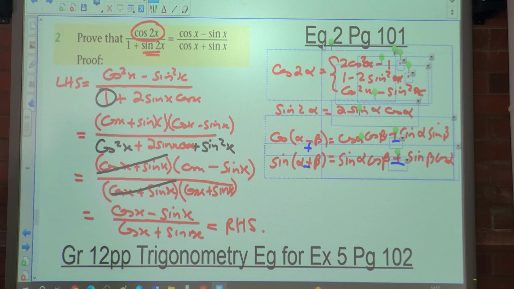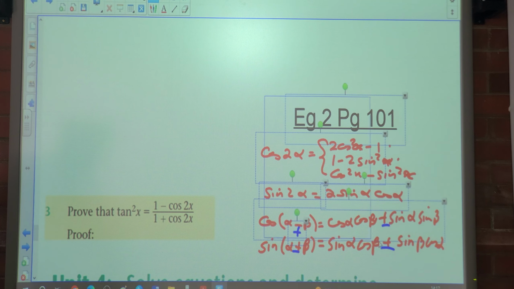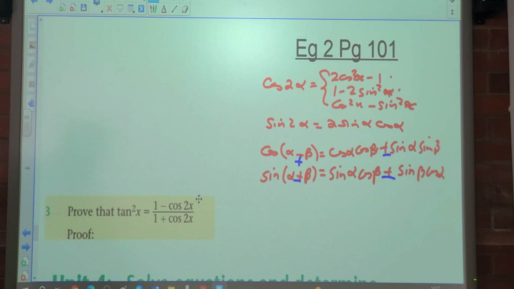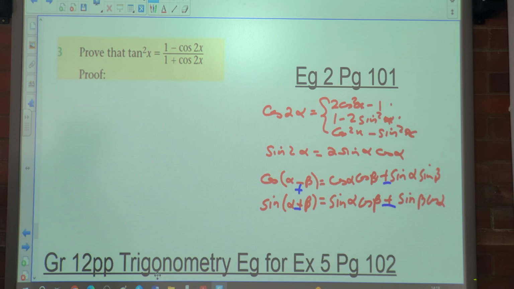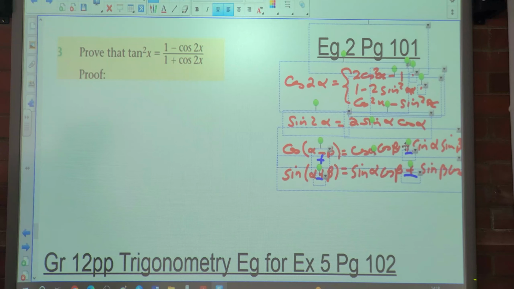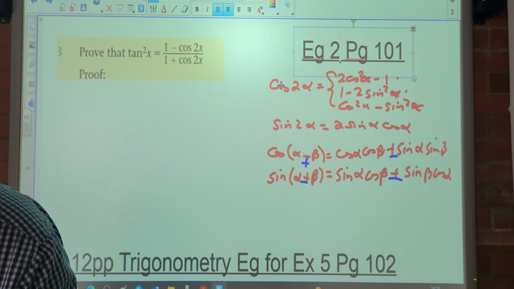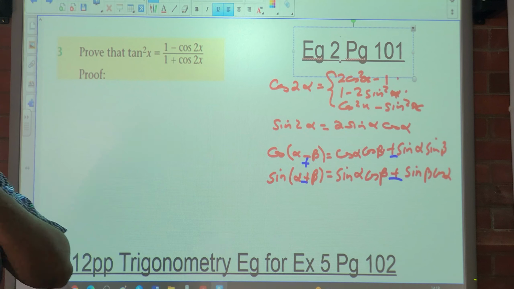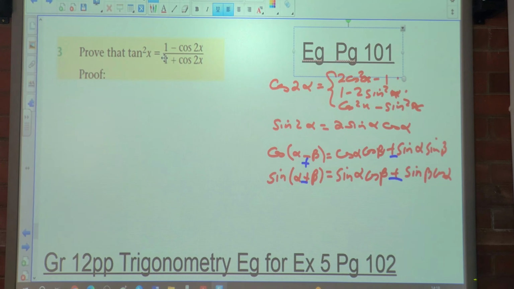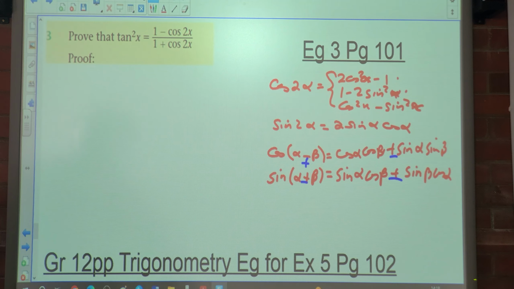Let's go with the last one. Example 3. And it's on the same page. Okay, so now we have example 3 on page 101. We are told to prove that tan squared x is equal to 1 minus cos 2x over 1 plus cos 2x.